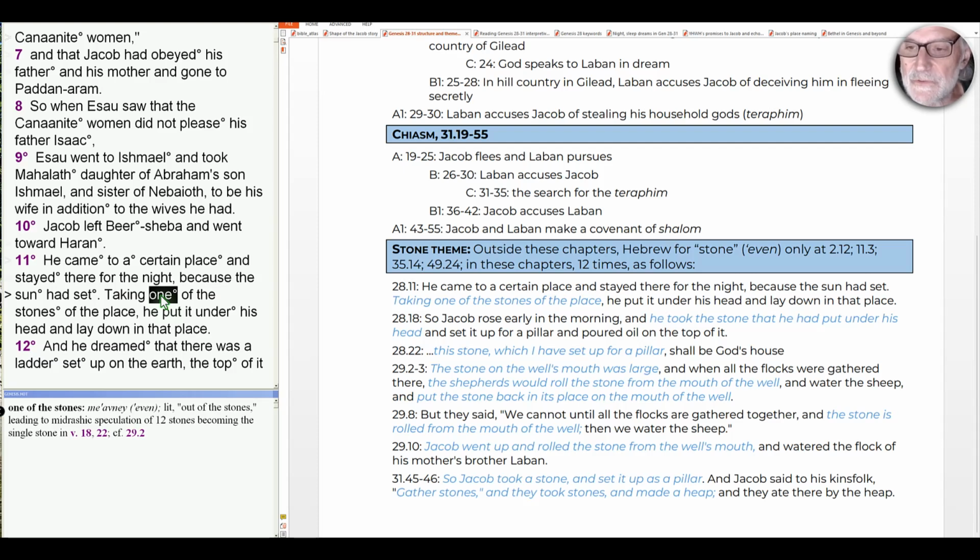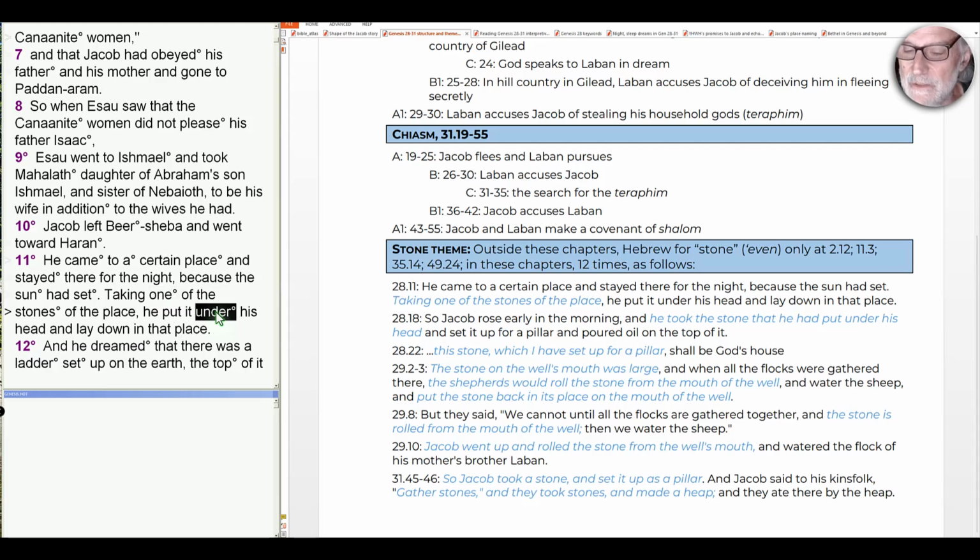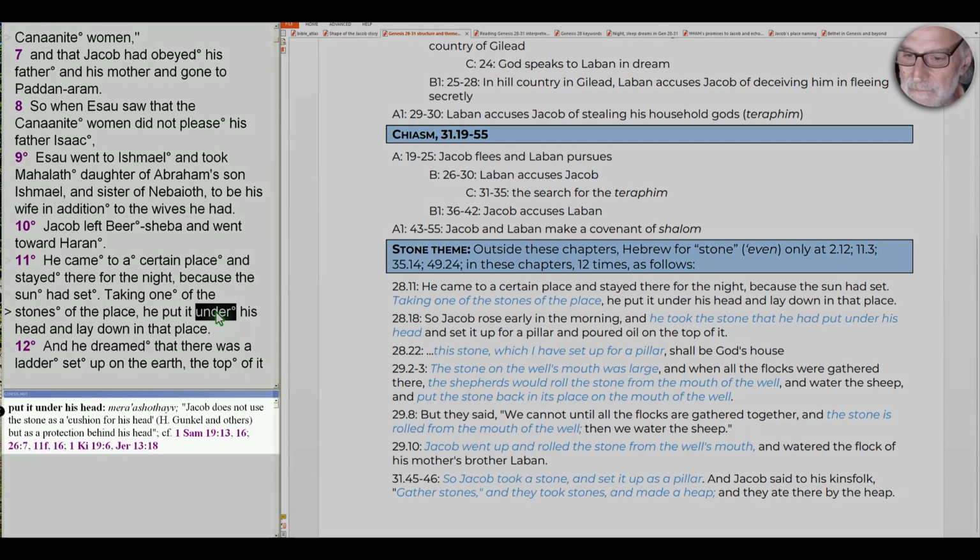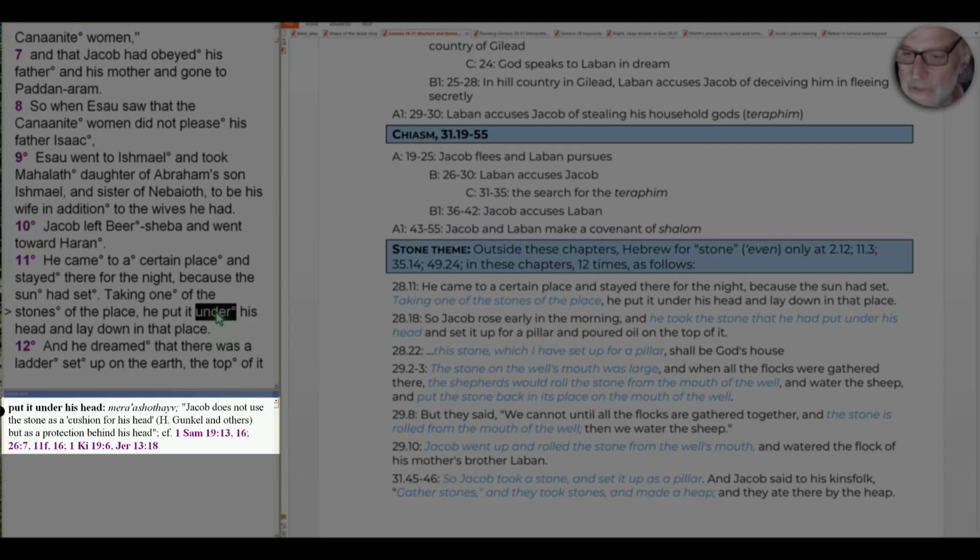But we'll also see how it's contrary not only to the Tower of Babel story, but to the whole Deuteronomistic history, making the focus on Jerusalem as the key element. And that's again what place is playing out against. So taking one of the stones of the place, he put it under his head, and as others have said, it's not as a cushion. Plainly, a stone isn't a pillow, but suggesting it's as a protection, that it keeps his head being protected from something that would come from behind.